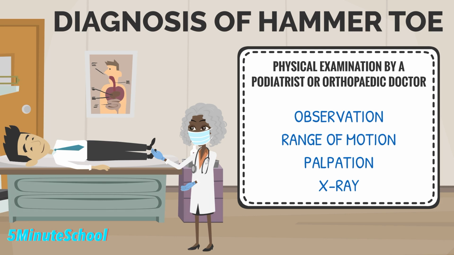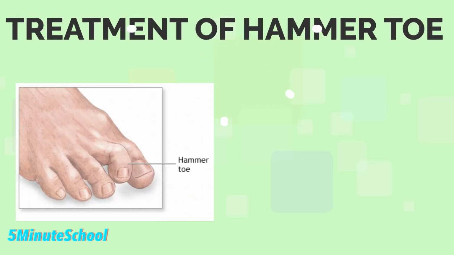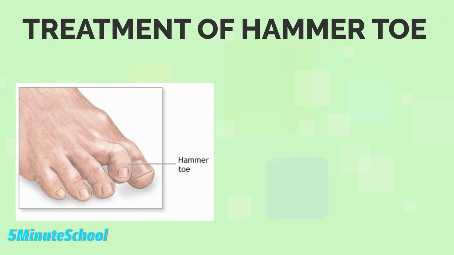They'll check the range of motion to check the flexibility of the toe and its ability to move. They'll probably palpate the area, so they may gently manipulate the toe to assess for any tenderness, joint stiffness or deformities, and an x-ray may be taken to visualize the bones and the joints and assess the extent of any deformities.